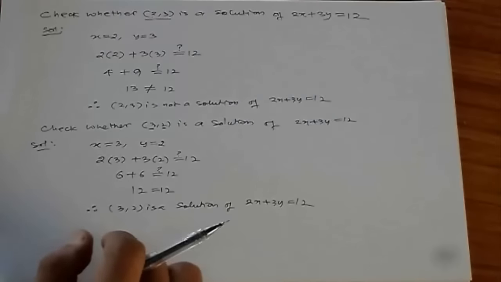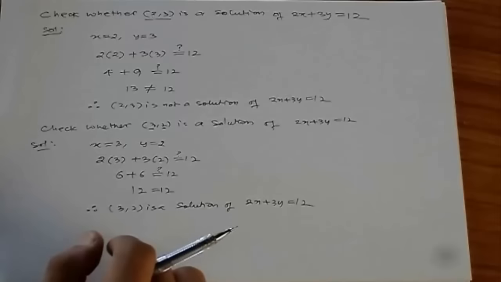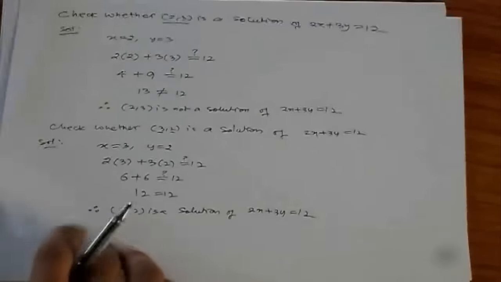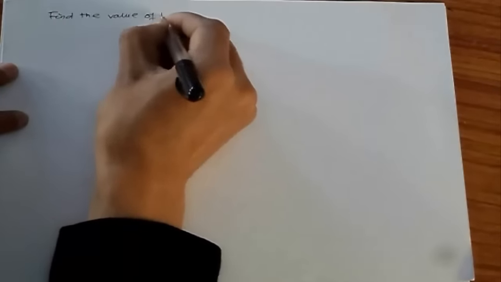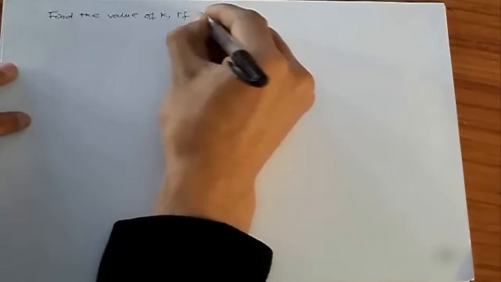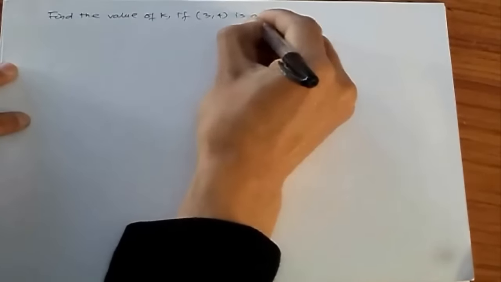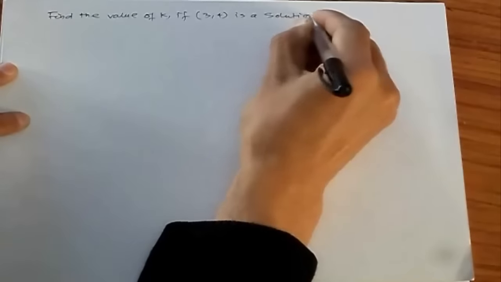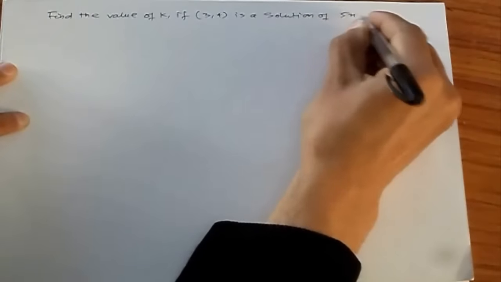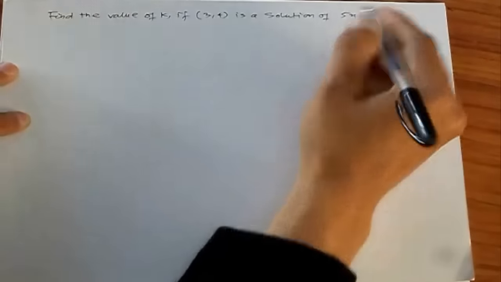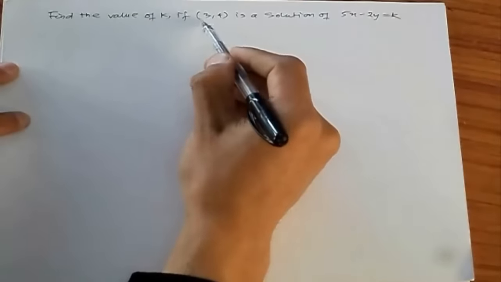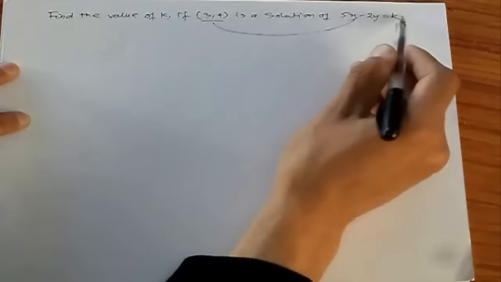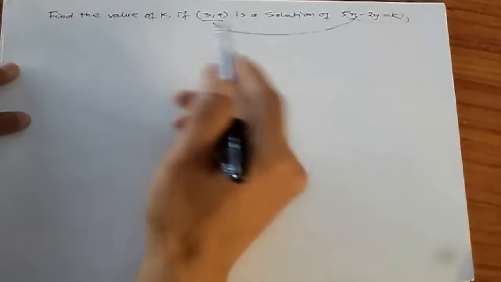Okay, now next we are going to find out the k value when a solution is given. Okay, so next is find k value. Find the value of k if (3, 4) is a solution of 5x minus 2y equal to k. Now here it is given that this ordered pair is a solution of this linear equation in two variables, and then we have to find k value.